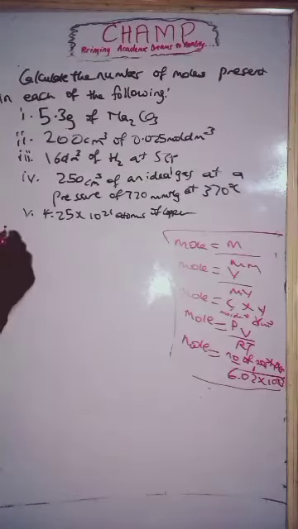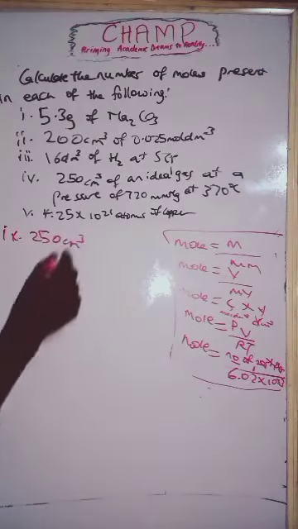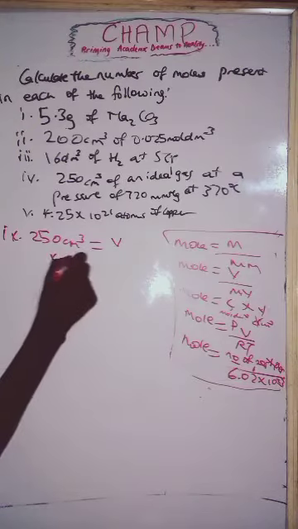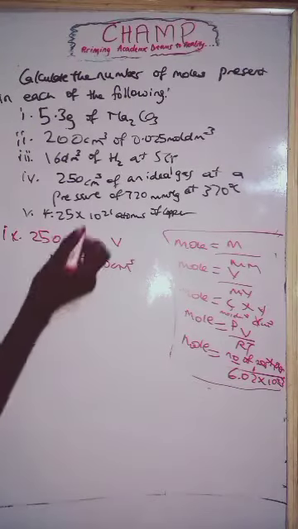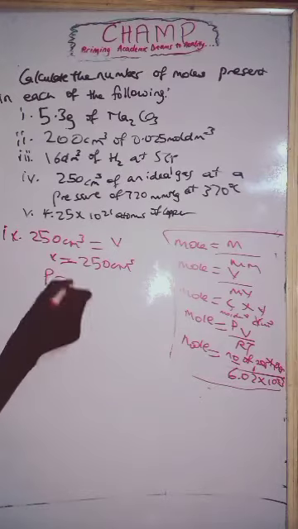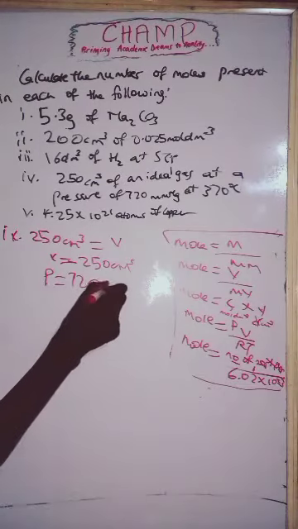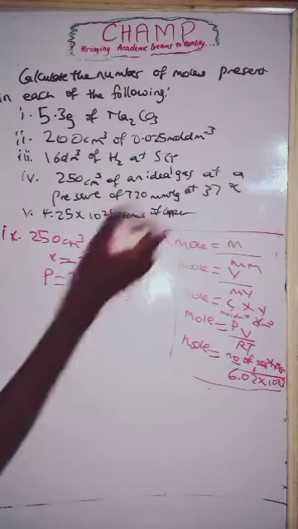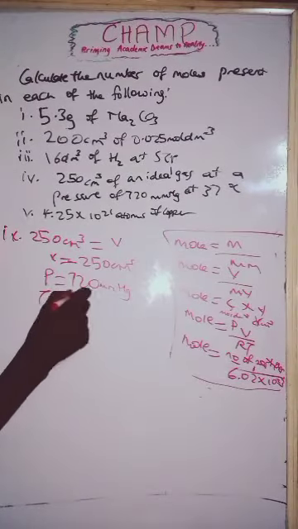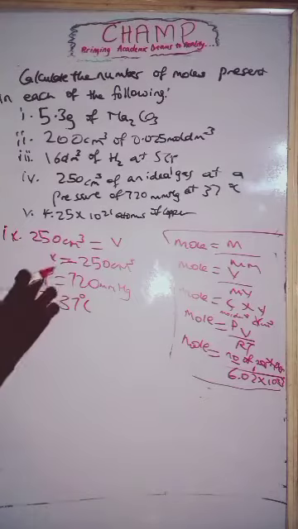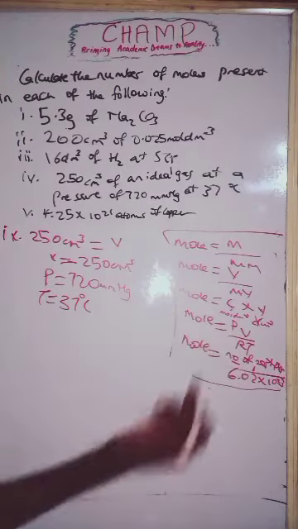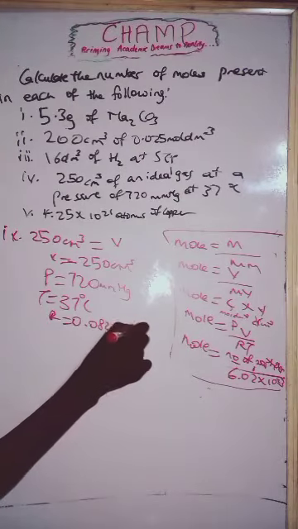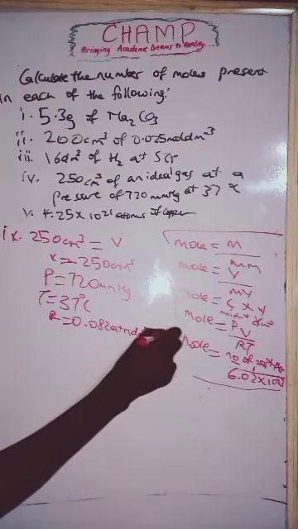So question 4, you have 250 centimeter cube of an ideal gas. So this is the volume. At a pressure of 720 millimeter mercury. At, I think this should be 37 degrees Celsius, not 370. So temperature is 37 degrees Celsius. Now, what should you use? You have V, you have P, you have T. You have your R already. Your R is always 0.082 atm dm cube per mole per Kelvin.